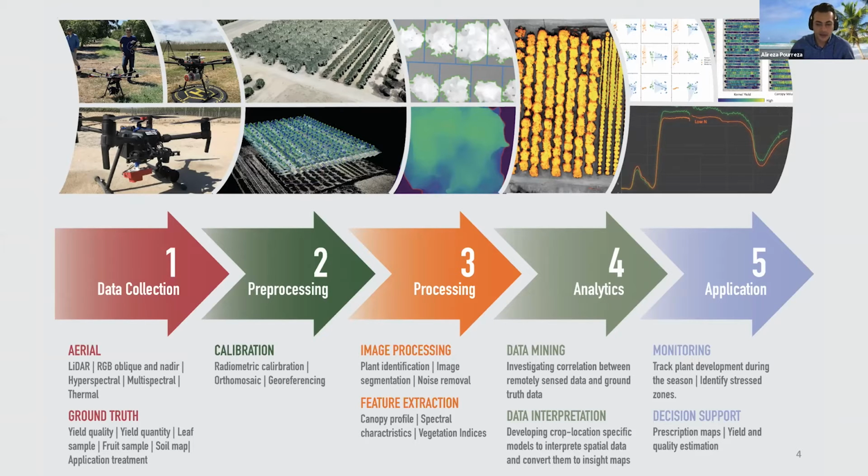And then we have data interpretation models using different machine learning algorithms to classify or regress the data based on the ground truth data. The application would be monitoring of plants for stress or development of the canopy over the season. And this information can be delivered in a prescription map as insight knowledge for the growers, so that would help them to make a better decision.